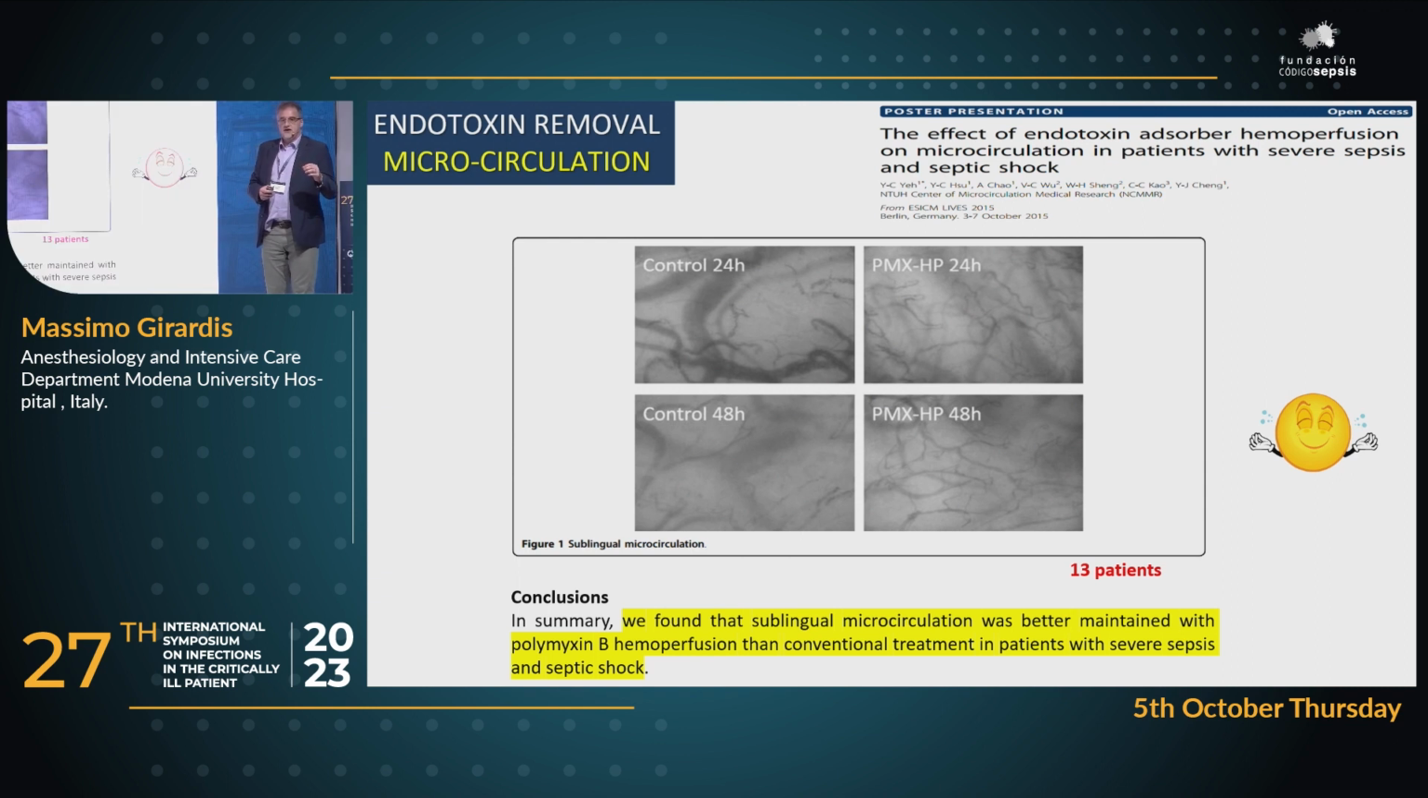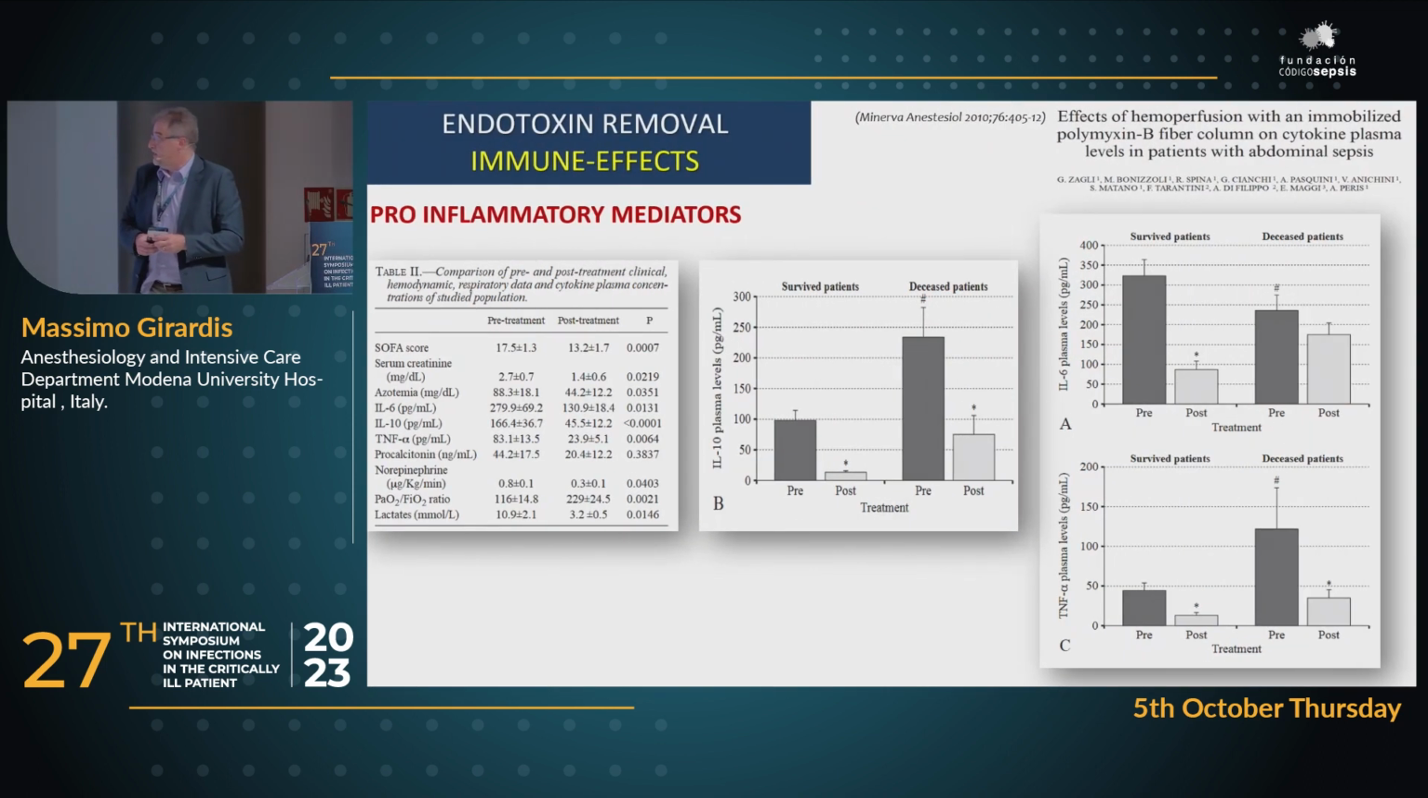There is a clear impact of endotoxin on the microcirculation, and the possibility to decrease the impact of endotoxin on the microcirculation is important, as shown in this study by the use of OPS for understanding the effect of polymyxin-B hemoperfusion on the microcirculation in terms of perfusion of the microcirculatory organs, of the microcirculation of the organ. Immune effects.